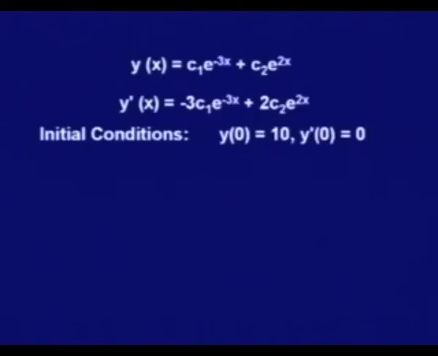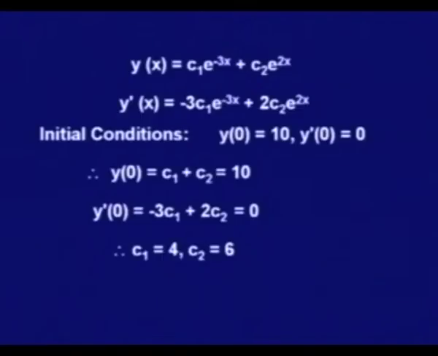So, we will put x is equal to 0 in the first one, we get c1 plus c2, and this is given as 10. In y dash, if I put x is equal to 0, what do I get? Minus 3 c1 plus 2 c2, and this is given as 0. Now, these are linear equations in two unknowns, we can solve them, and we will get the solution c1 is equal to 4 and c2 is equal to 6.